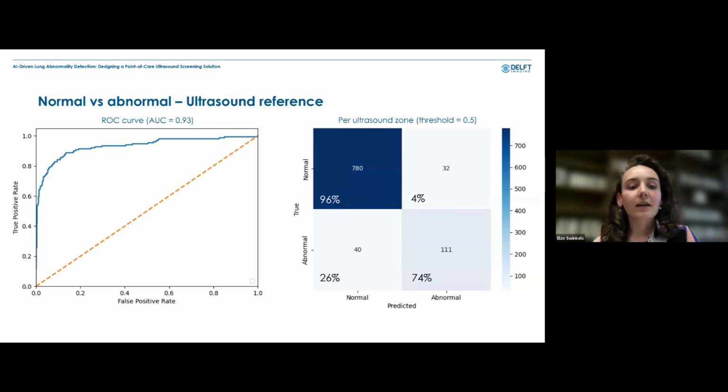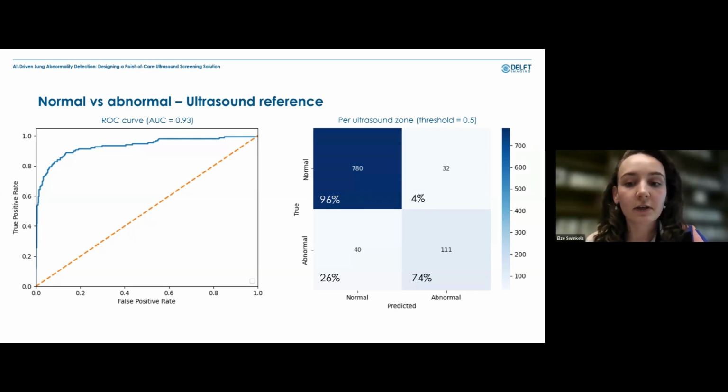Then we did already train a model which detects normal versus abnormal based on the ultrasound labels that are given by the radiographer. And this radiographer was shortly trained and acquired the data and labeled the data. And on the left, you see a ROC curve. So for the persons who do not really know what an ROC curve is, it shows how good the model is in detecting, in this case, abnormal lung zones at different thresholds.